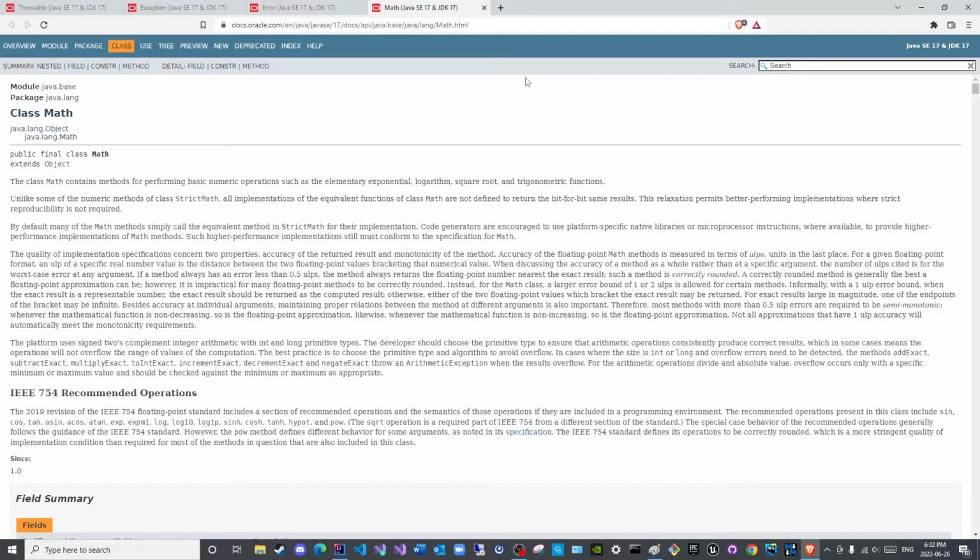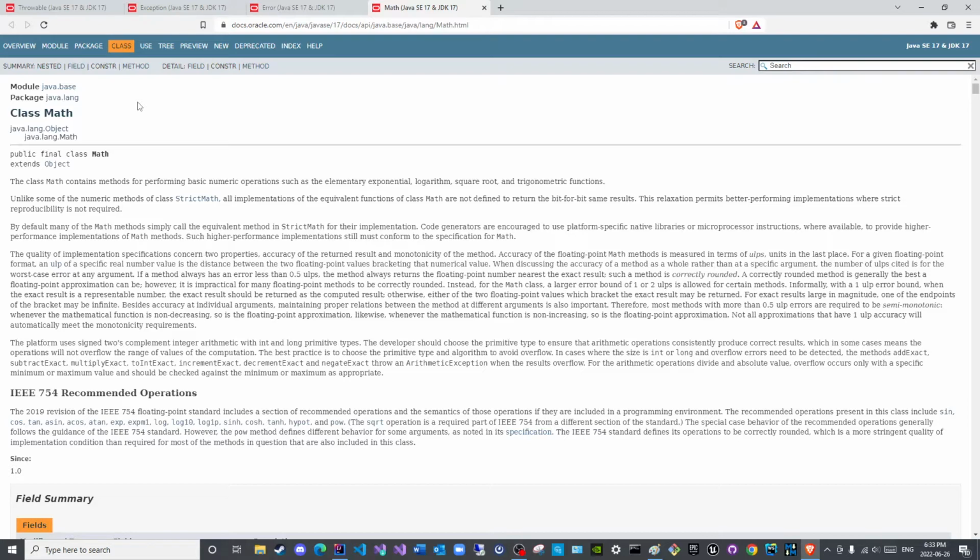Now that hopefully you have a good foundation in Java, I thought it would be a good time to cover the Math class, especially after covering the final keyword and the static keyword. The Math class is known as a utility class. It is only used to aid or assist the programmer in mathematical operations.